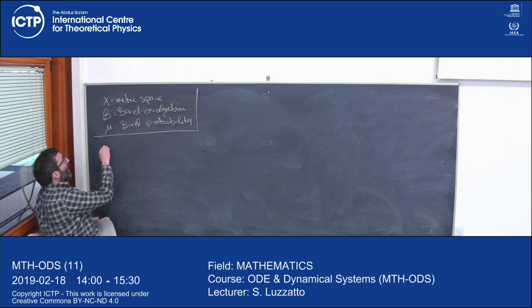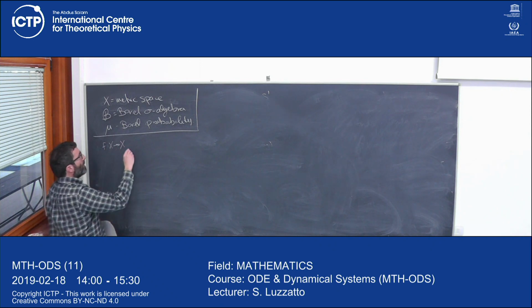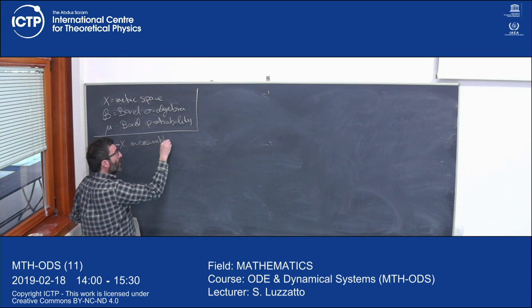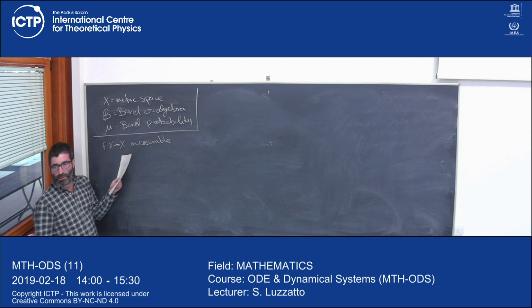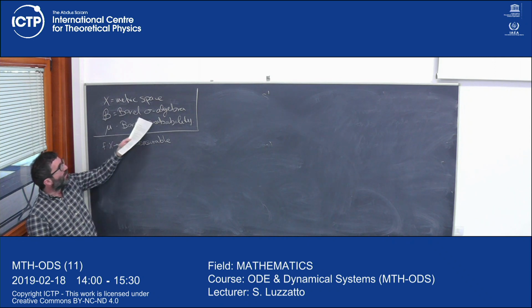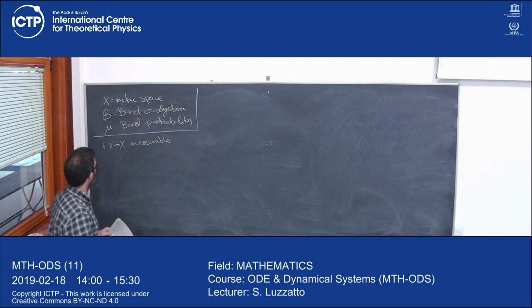And then we let F be a measurable map. Here we really don't need the map to be continuous. You know what a measurable map is? The pre-image of any measurable set is measurable. So the pre-image of any set in the Borel sigma algebra is Borel. It's also in the Borel sigma algebra.